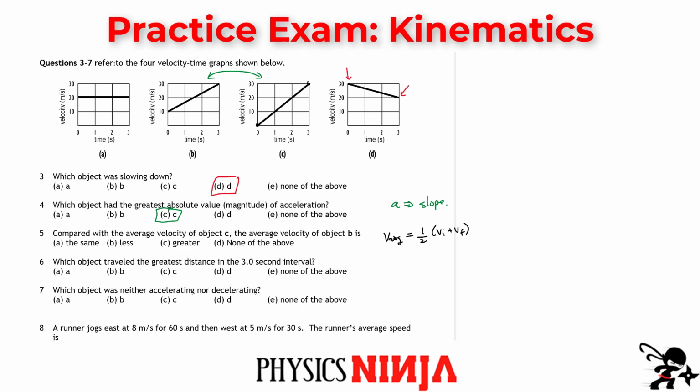This is 0 and this one is 30. If I divide that by 2, the average is right here, 15. This one here starts at 10 and goes to 30. So the average here would be 20. So clearly B is bigger.